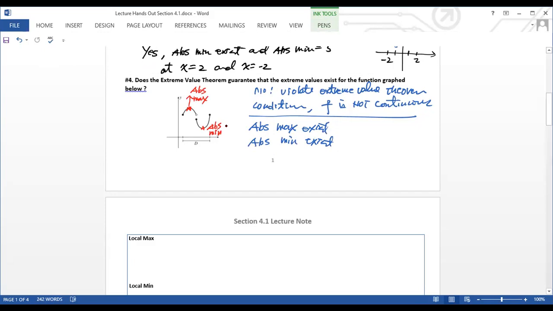It's just not by using the extreme value theorem, right? I cannot use the extreme value theorem because it violates one condition, because f is not continuous. Remember, the extreme value theorem requires continuity on a closed interval. So I cannot apply it, but the extremes still exist, right? It doesn't mean that if you cannot apply the theorem, they do not exist. They exist, but you cannot apply the extreme value theorem.